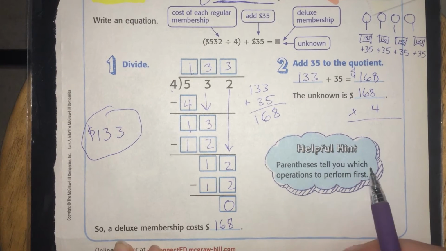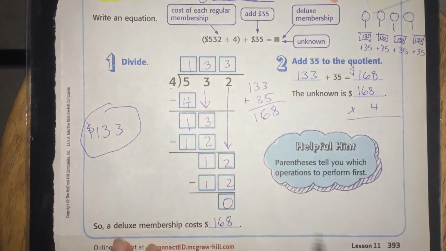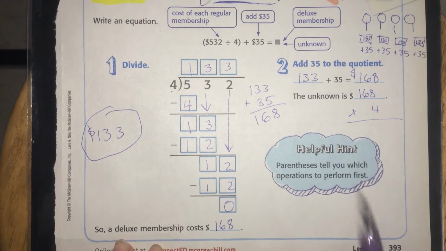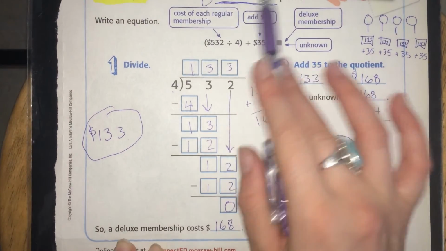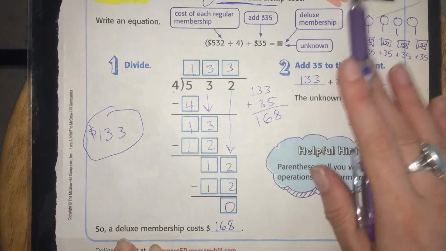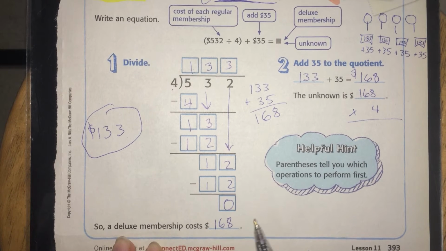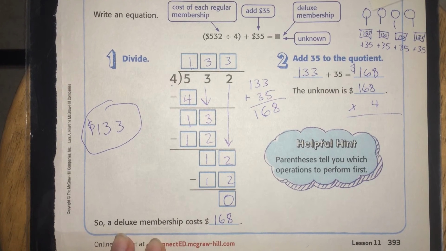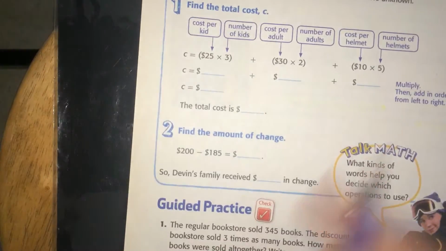And then this hint just says parentheses tells you which operation to do first. So that was from up here. Okay, so 1 deluxe membership is $168. If it had asked how much will the family's deluxe membership cost, then we would have had to multiply this one more step and multiply this times 4 for the 4 family members. Okay, let's try the second one.